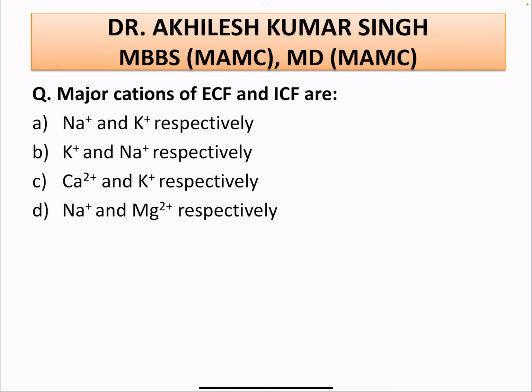The question is: the major cations of ECF and ICF are. So for the ECF and then ICF, sodium is the major cation for the ECF and potassium is the major cation for the ICF. So this is the correct one. Potassium is for the ICF, sodium is for the ECF, so this will be wrong here because in the question we have to say first ECF then ICF.